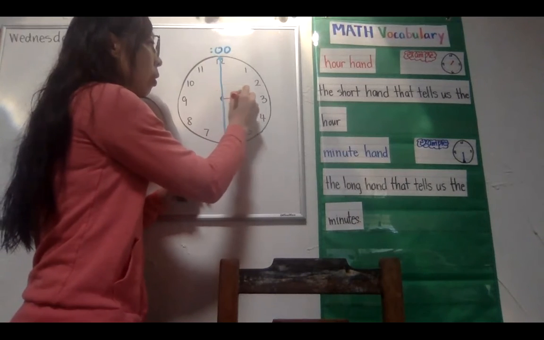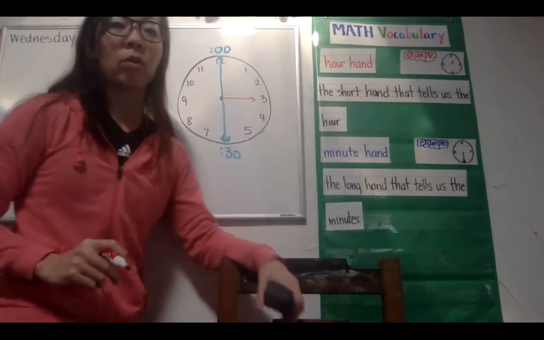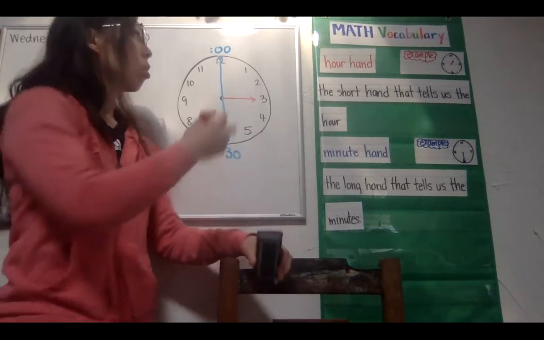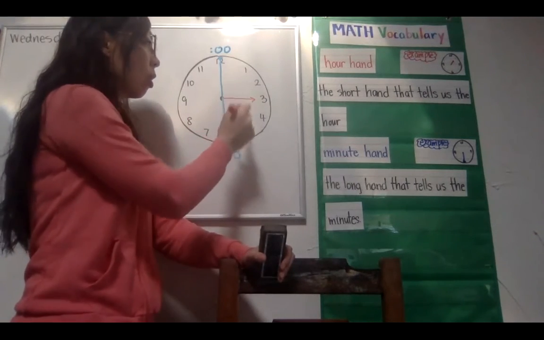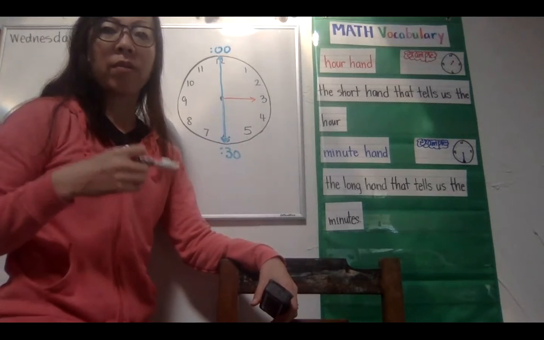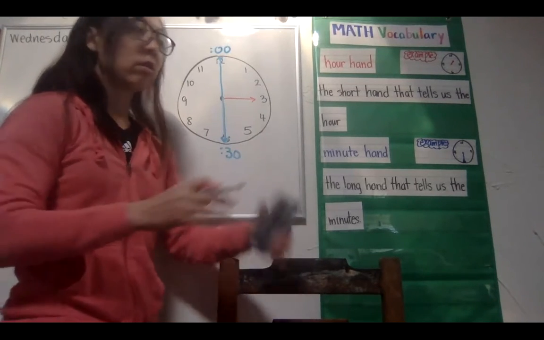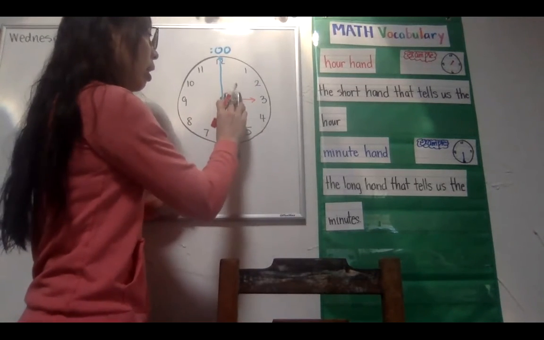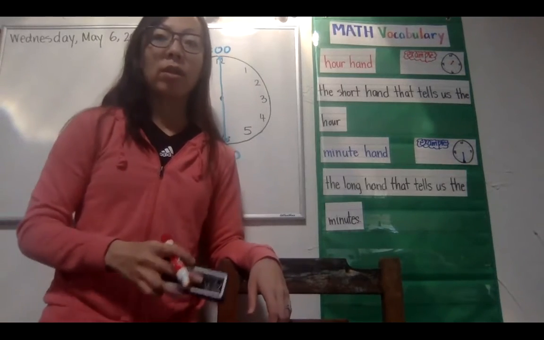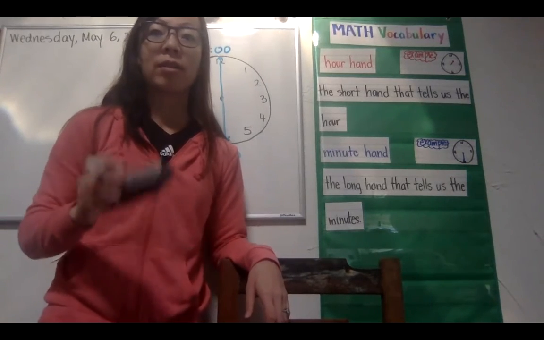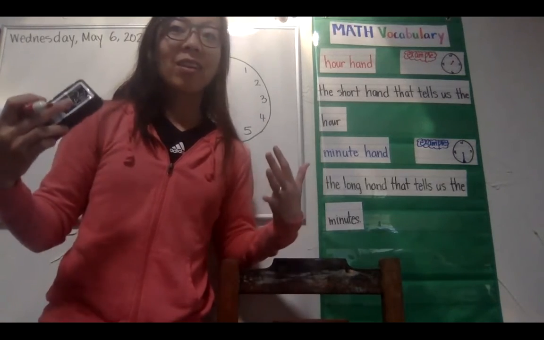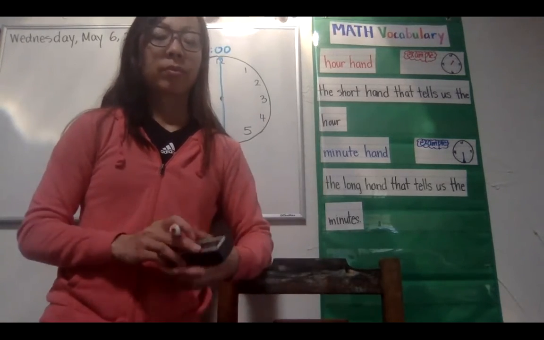The hour hand will always be pointing right at the number that tells us the brand new hour. So 1 o'clock, 2 o'clock, 3 o'clock, the hour hand will point exactly at the number of the new hour. So we'll say whatever the hour is, o'clock: 1 o'clock, 2 o'clock, 3 o'clock, 4 o'clock, 5 o'clock, 6 o'clock, 7 o'clock, 8 o'clock, 9 o'clock, 10 o'clock, 11 o'clock, 12 o'clock.